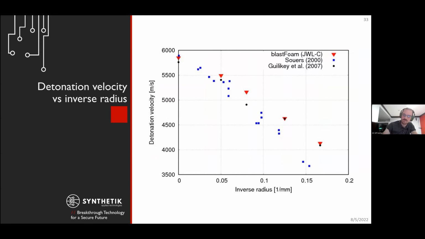So when we plot inverse radius versus detonation velocity, you can see that as that inverse radius increases, the detonation velocity goes down. This matches very well with the original work of the implementation of the model from Galicki. And it does a decent job with Souers, which is going to be experimental data. But the difference is probably mostly due to fitting of coefficients.